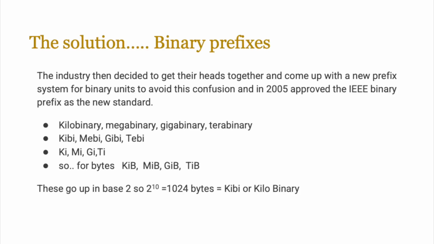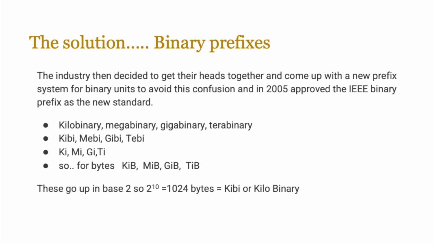So what was the solution to all of this? Well, the solution was binary prefixes. The industry then decided to get their heads together and come up with a new prefix system for binary units in order to avoid this confusion. And in 2005, the IEEE approved the binary prefix as the new standard. So kibibinary, mebibinary, gibibinary, tebibinary, and so on became the norm.